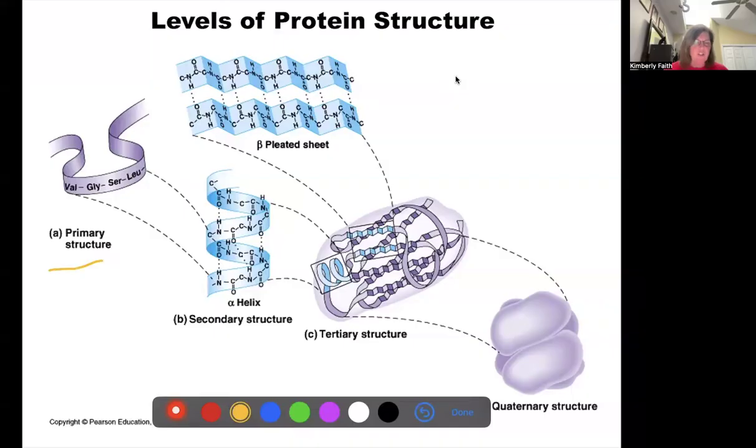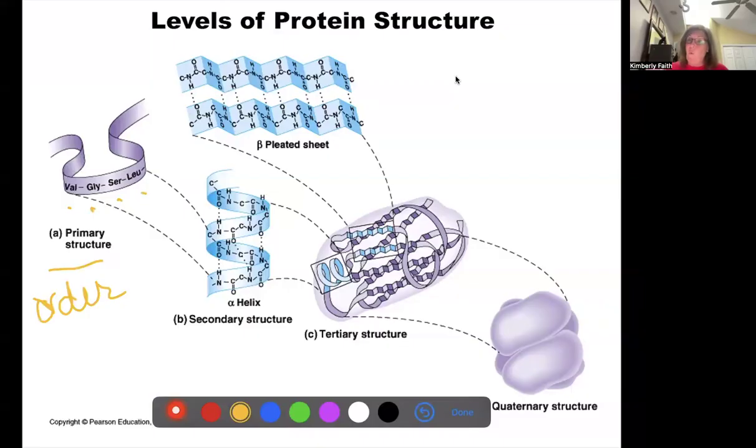So the primary structure is the order in which you put the amino acids together. You see valine, glycine, serine, leucine. And the DNA has the instructions that specifically say, this is the order you're putting the amino acids together.